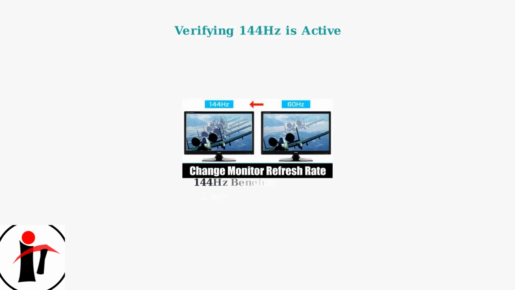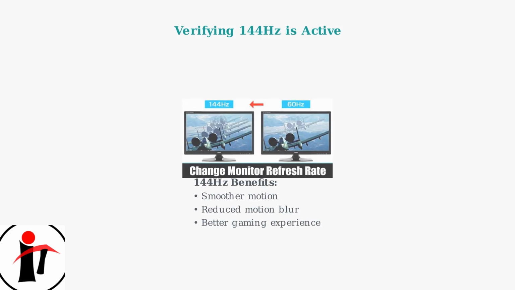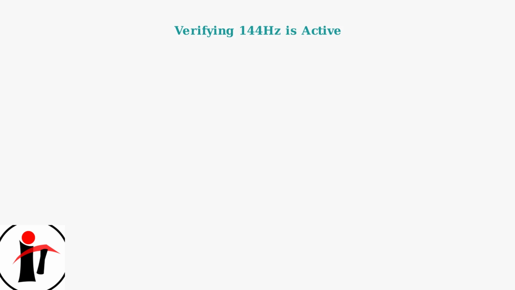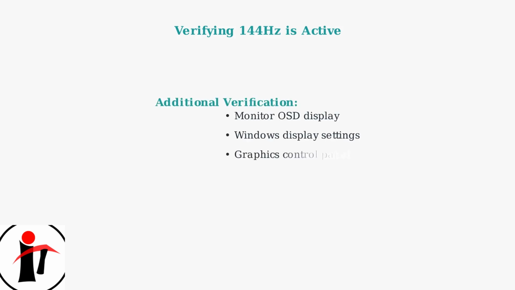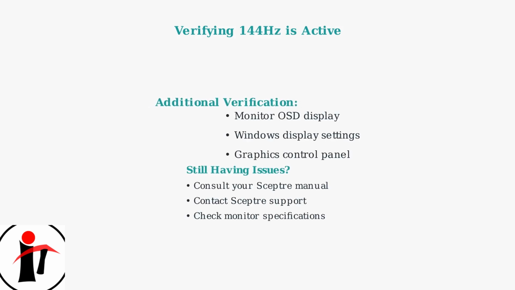You can also see the difference visually. Here's a comparison showing how much smoother motion appears at 144 Hz compared to 60 Hz, especially in fast-moving scenes. Additionally, most Sceptre monitors have a built-in on-screen display that shows the current refresh rate. Check your monitor's OSD menu to confirm 144 Hz is active.